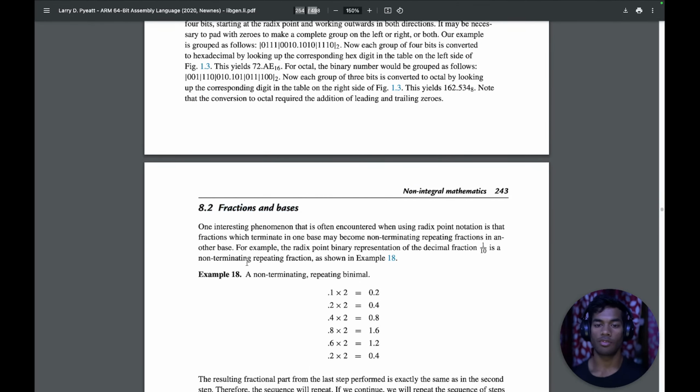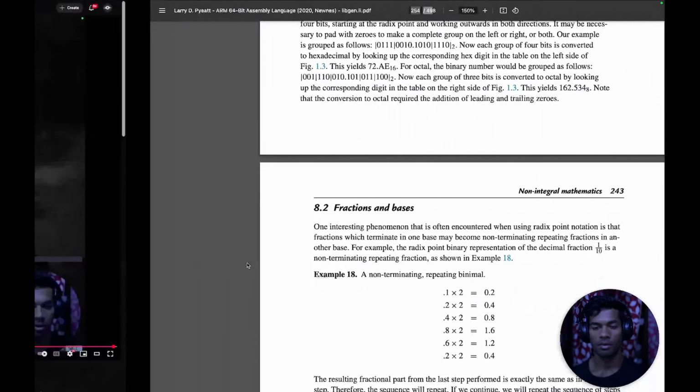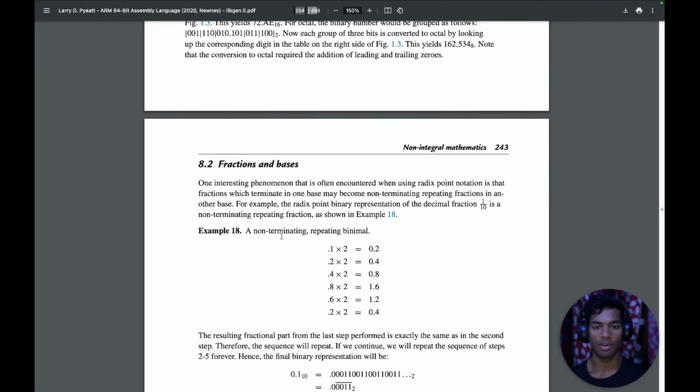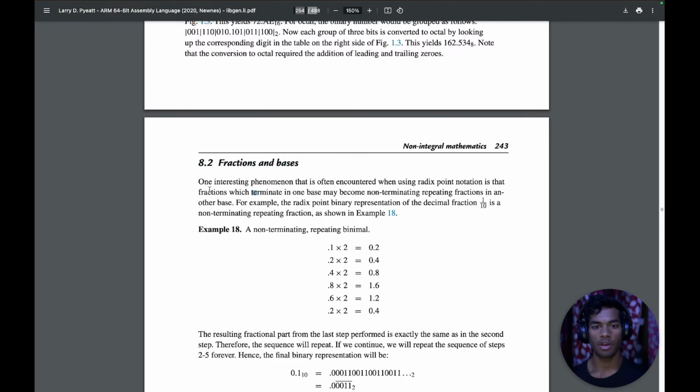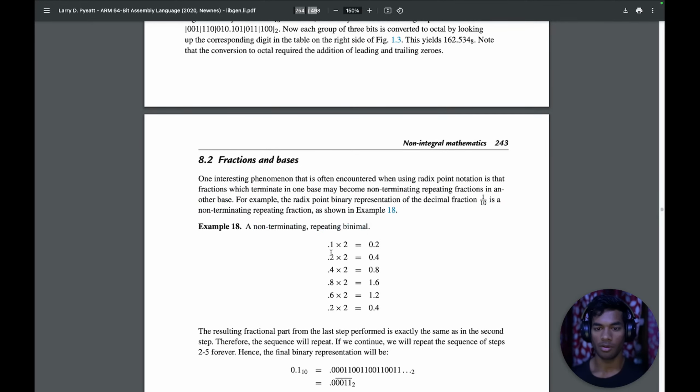Fractions and bases. One interesting phenomenon that is often encountered when using radix point notation is that fractions which terminate in one base may become non-terminating repeating fractions in another base. For example, the radix point binary representation of the decimal fraction 1/10 is a non-terminating repeating fraction as shown in example 18.